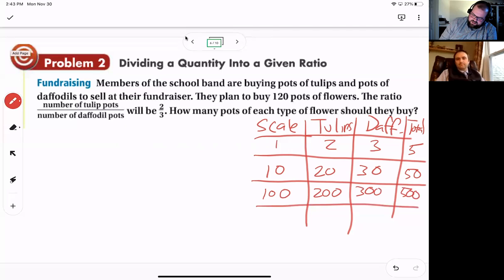So I might just wheedle between these two. I know 50 is closer, maybe I'll do 20. So then that would be 40 and 60. That gets me to 100. I'm getting a little bit closer. And then just keep playing with that.